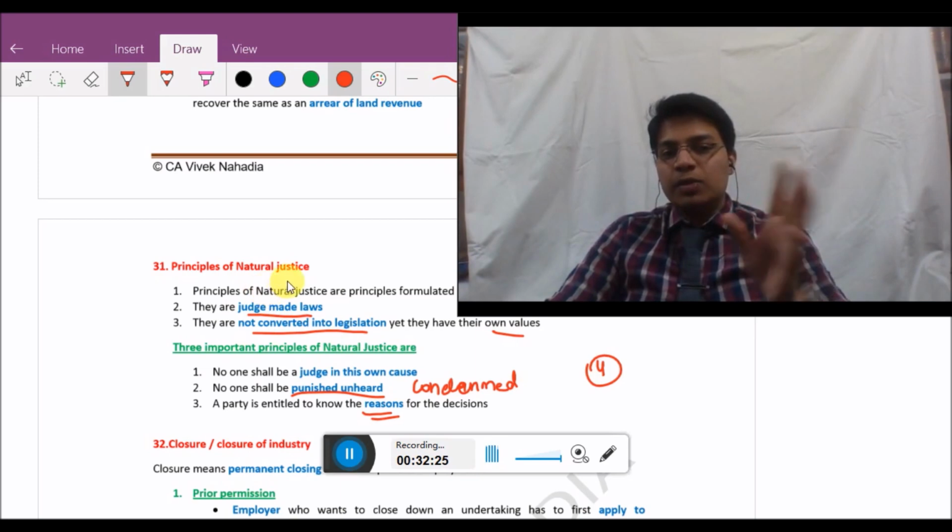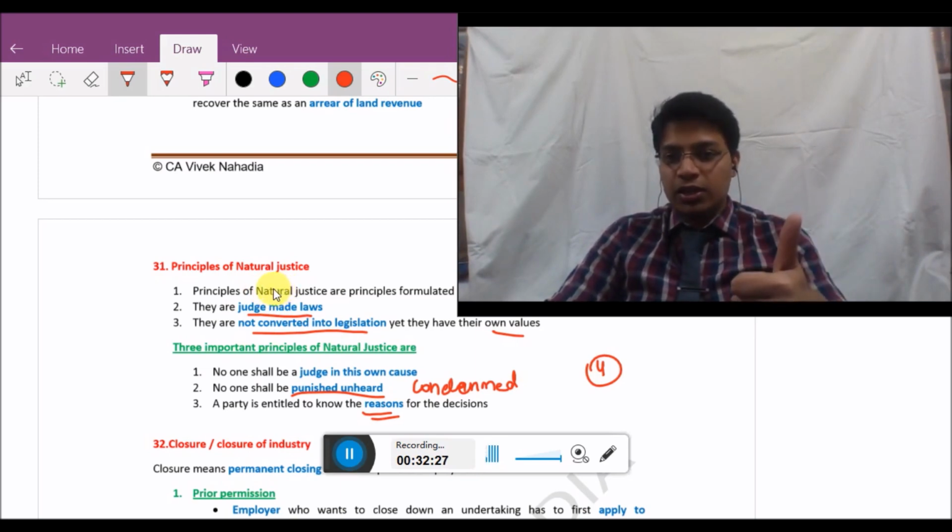Crux: principles of natural justice are not legislation, they are judge-made law.